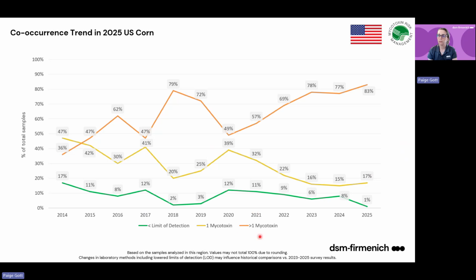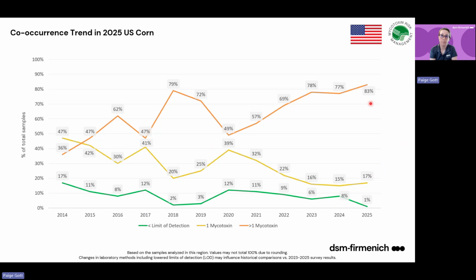And then our orange shaded line across the top represents samples positive for more than one type of mycotoxin, or co-occurrence or co-contamination is another term that you might hear. This year, we have our highest co-occurrence that we've seen in the history of our US survey, with 83% of samples testing positive for more than one type of mycotoxin. You can see that that's kind of ebbed and flowed over the years, but the last 5 or 6 years, we see a steady increase in our co-occurrence. This could be influenced by the laboratory changes that occurred in late 2023, where we have lowered limits of detection for several of the mycotoxins.